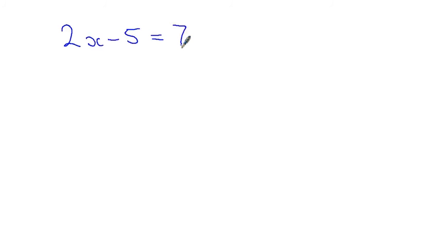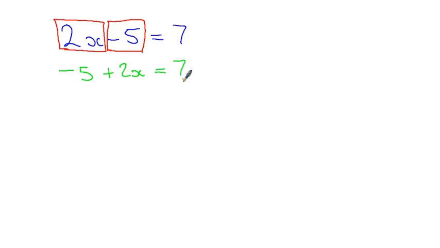2x take away 5 equals 7. As you can see again, I have two terms on the left-hand side. We have 2x, and we have negative 5. I'll say that again. I have 2x and negative 5. This subtraction here, if we break it up, we say we have the term 2x and we have the term negative 5. If I had this on a piece of paper and I chopped it up, I could rearrange the order so I could get negative 5 plus 2x, and it would still be the same equation.